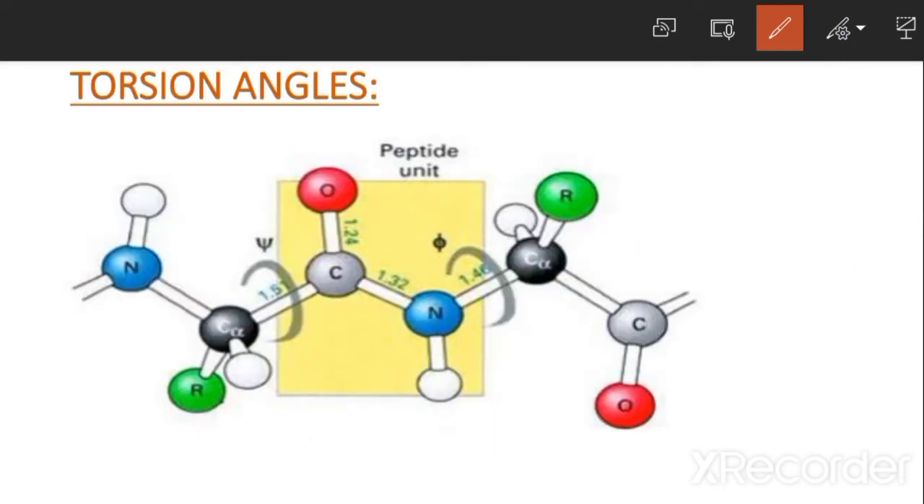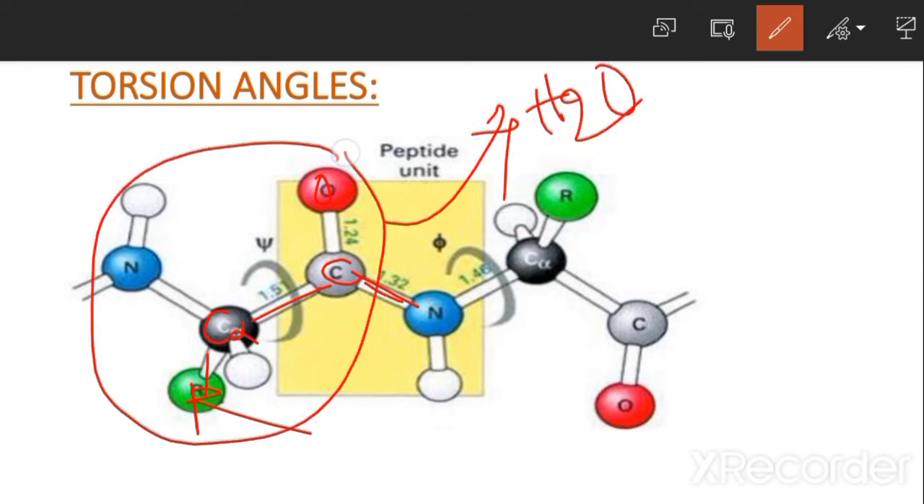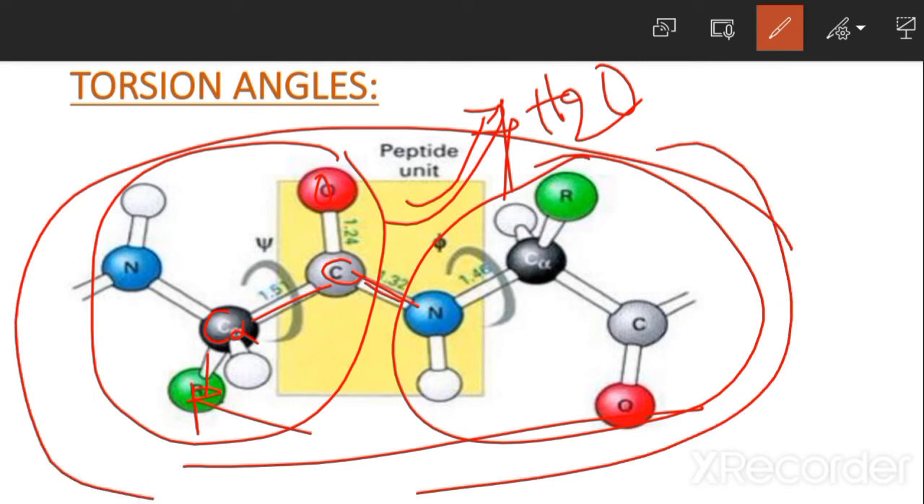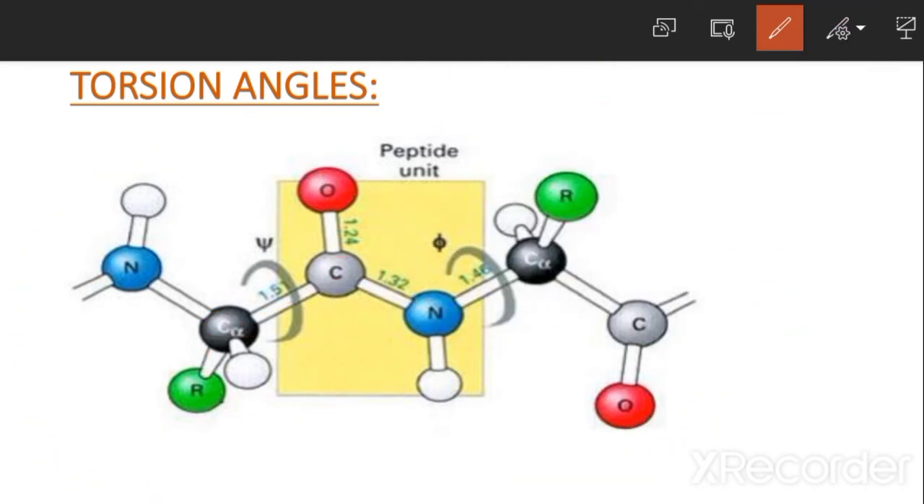Torsion angles. Here is the C alpha, here the R group, here the C=O, and here a bond is formed because one H2O is removed between two amino acids, and it is now an amino acid residue. Here the C and N bond formation is the peptide bond.